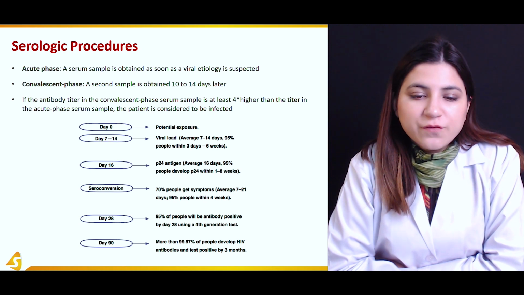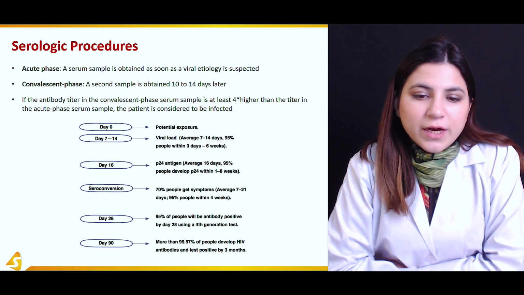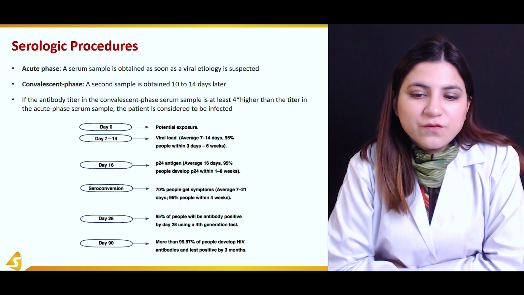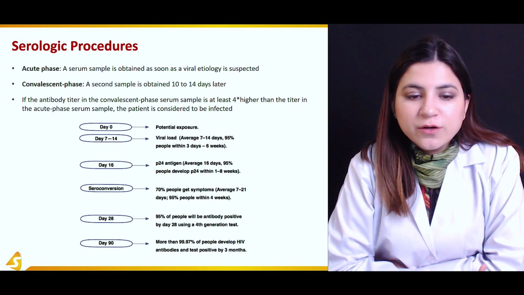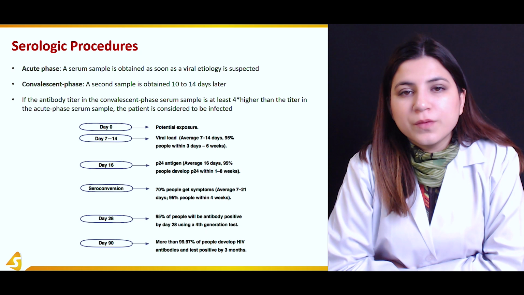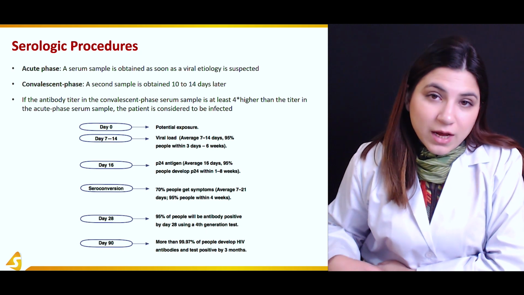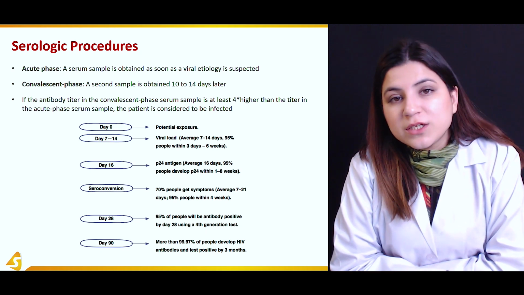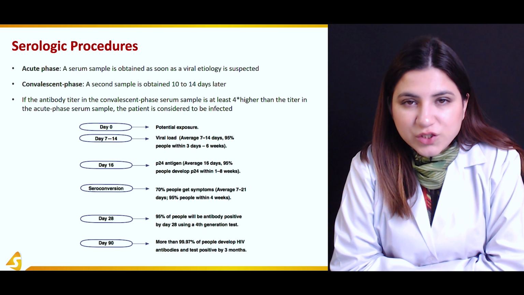Whereas in the case of the convalescent phase, a second sample is obtained usually 10 to 14 days after the infection. If the antibody titer in the convalescent phase sample is at least 4 times higher as compared with the sample that was taken during the acute phase, then we can actually declare the patient as an infected patient.